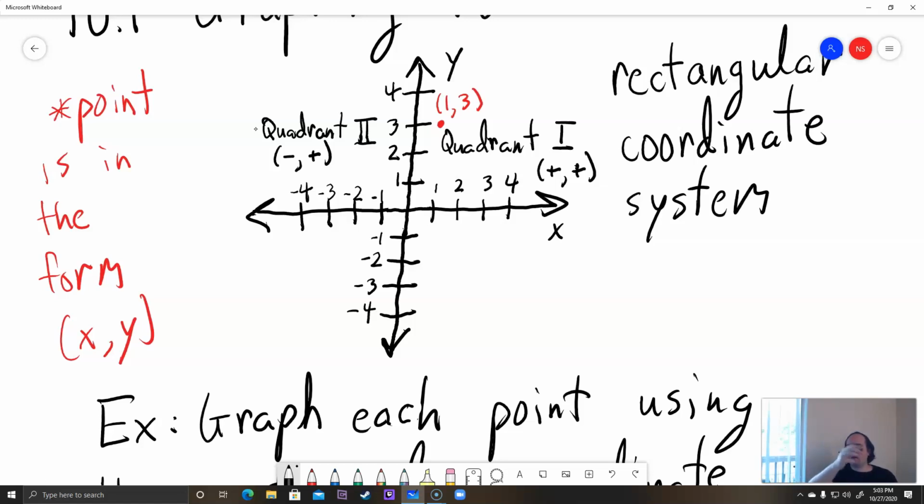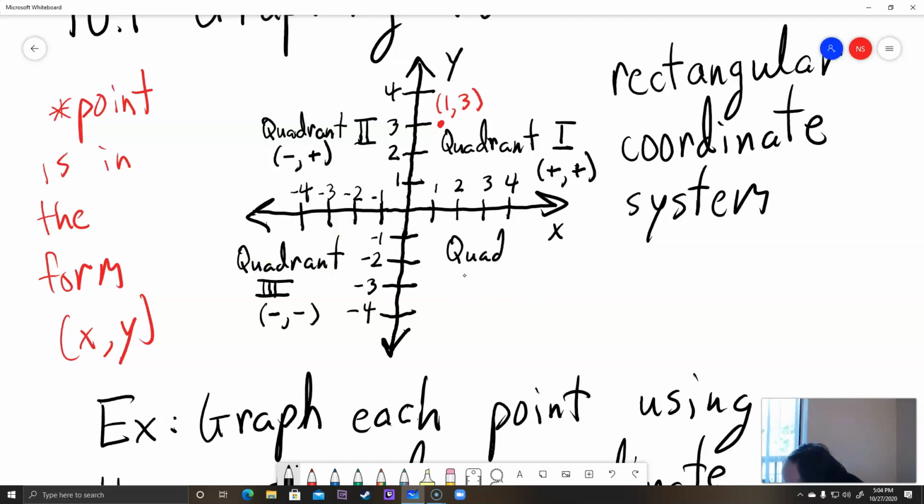If you keep continuing counterclockwise, your next quadrant is Quadrant 3, down here in the bottom left corner. For Quadrant 3, both your x and your y are negative. Then your last quadrant is Quadrant 4 on the bottom right. In Quadrant 4, your x is positive, but your y is negative.